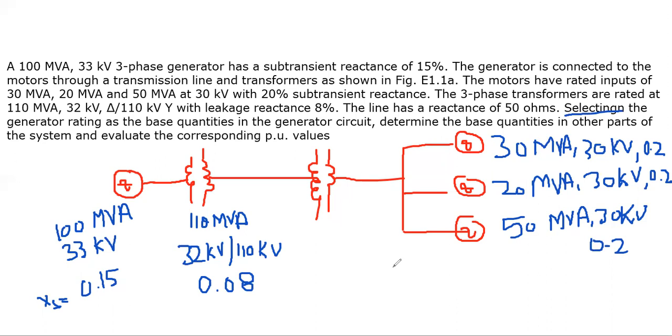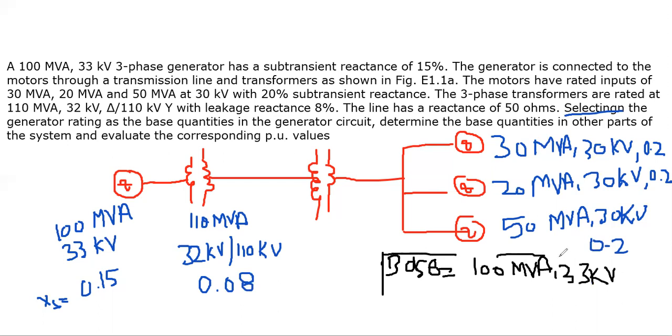Okay, so if we have to choose the generator rating as base, then the base for the system will be, for the entire system, nothing but 100 MVA and 33 kV. 100 MVA and 33 kV. Please remember that this is the base for the entire system. Now see, this is the base for the entire system.